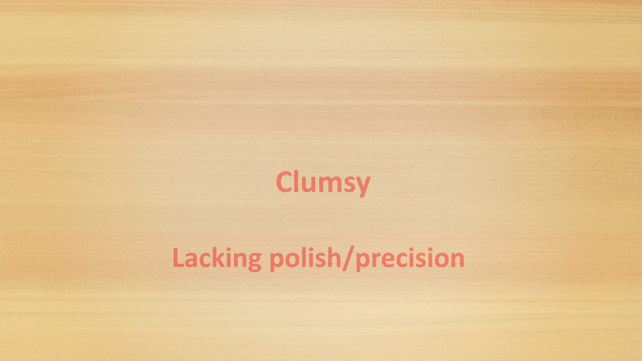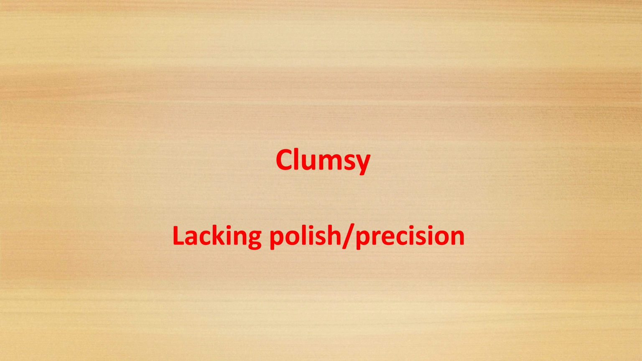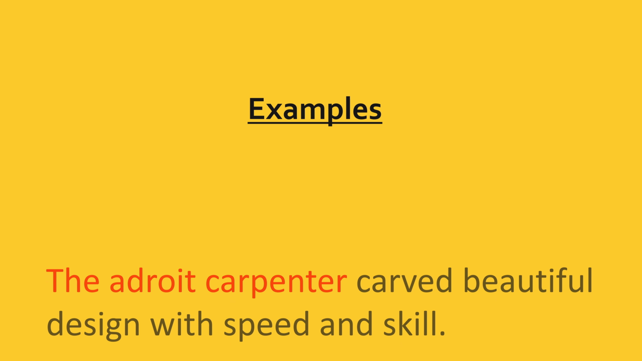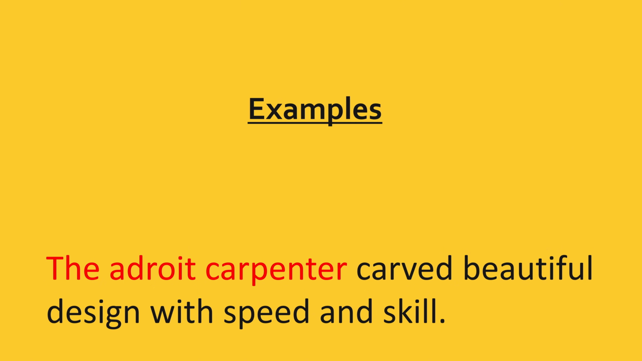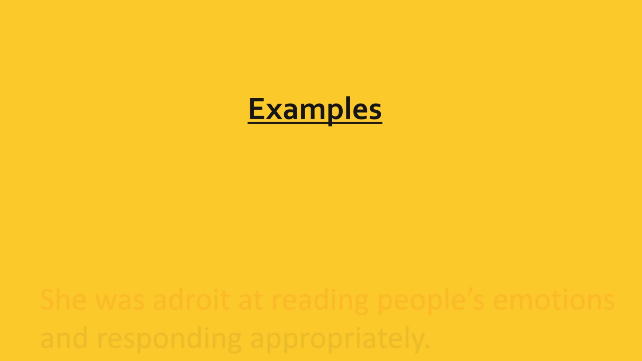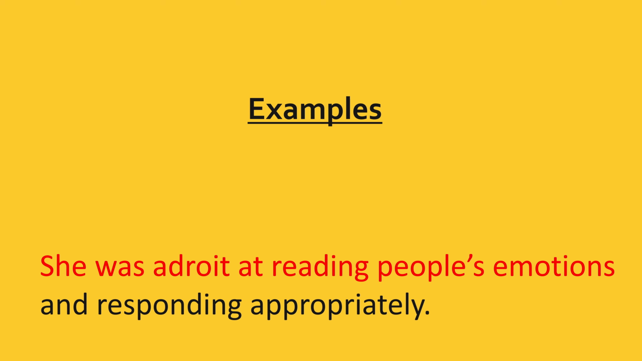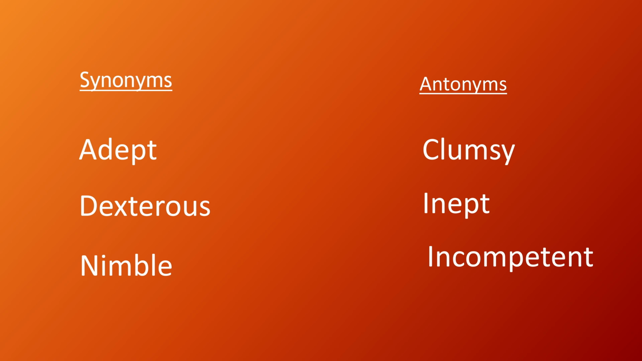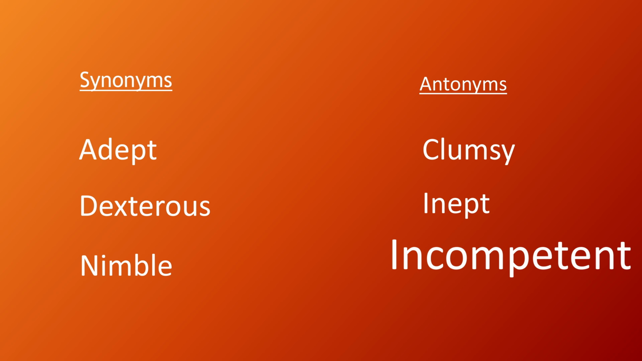The opposite of adroit is clumsy. A clumsy person is often unskilled, and whatever they do, it lacks elegance, and there are often errors in that. Here are some examples. The adroit carpenter carved beautiful design with speed and skill. He was adroit at reading people's emotions and responding appropriately. Synonyms for adroit are adept, dexterous, nimble. Antonyms are clumsy, inept, incompetent.